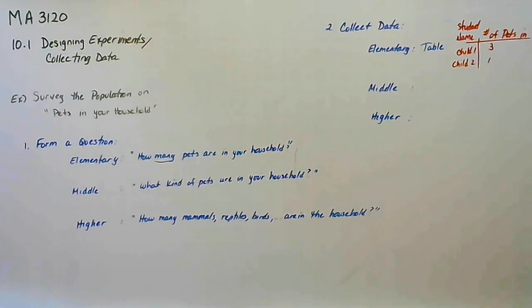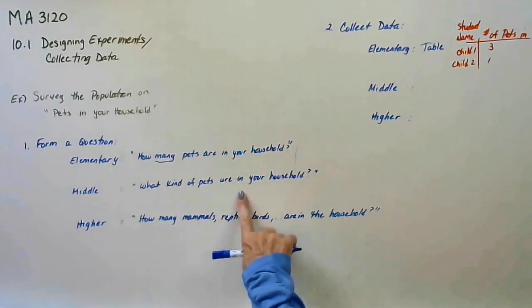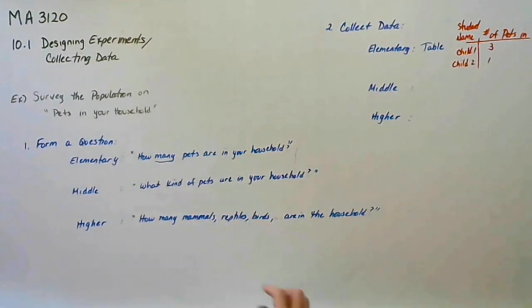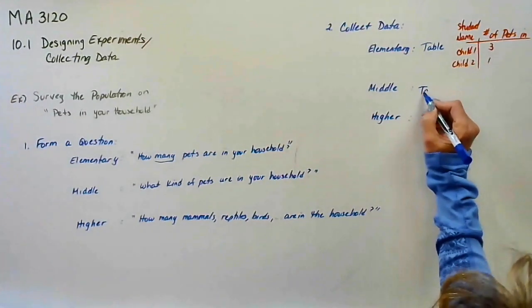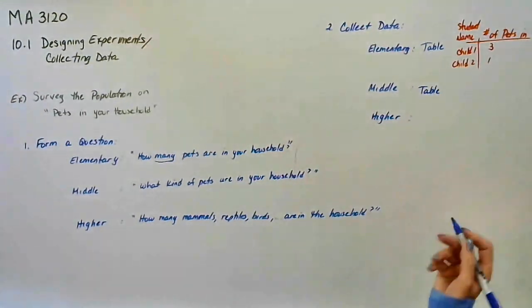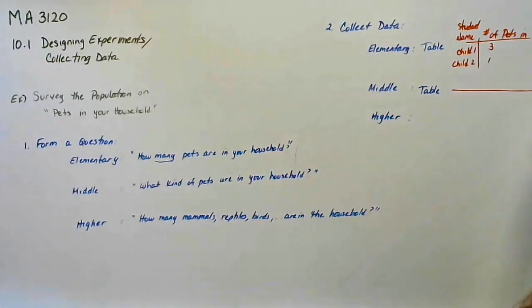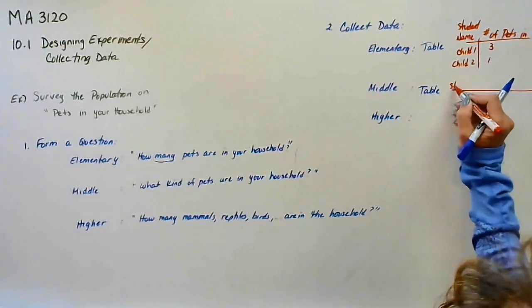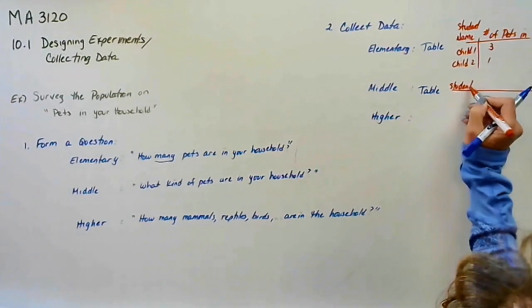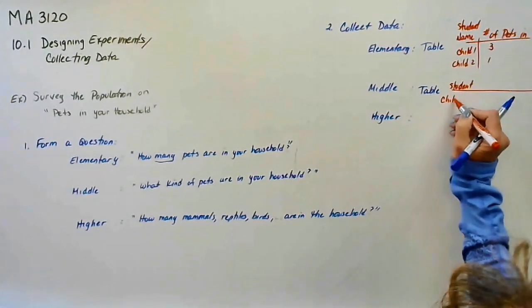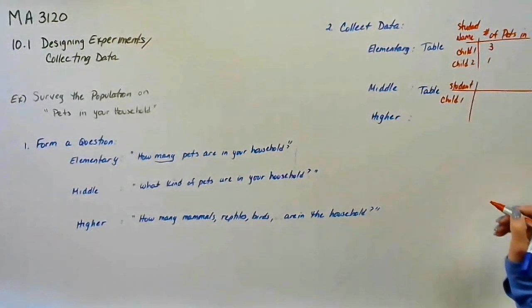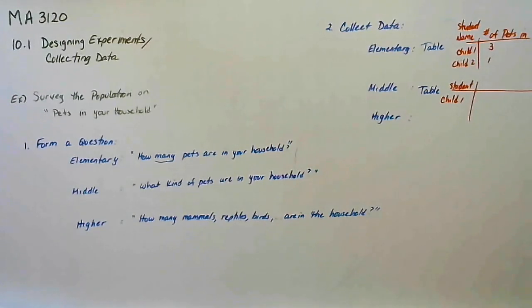Then you get to the middle grades and you want to collect it. But remember, our middle question was what kind of pets? So now we're still going to use a table. It's more of a frequency table because now I might still have whatever student we have, and I might still have child number 1. It could even be the same child. We just progress them through elementary school.